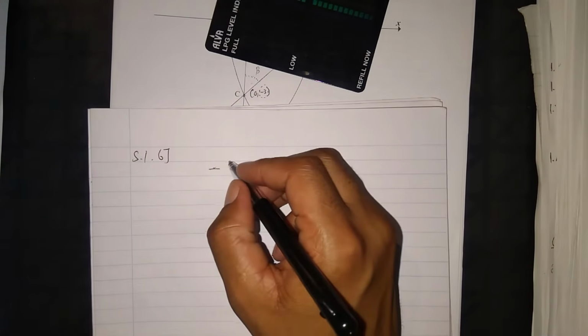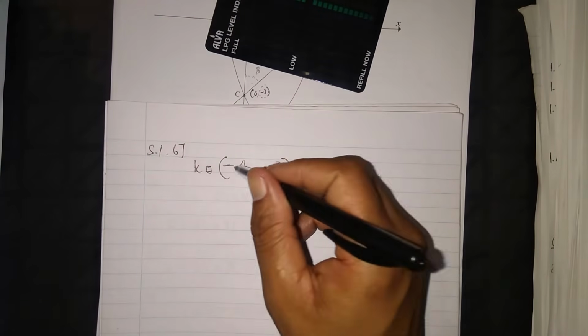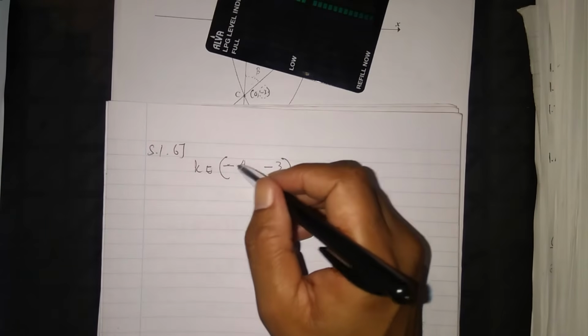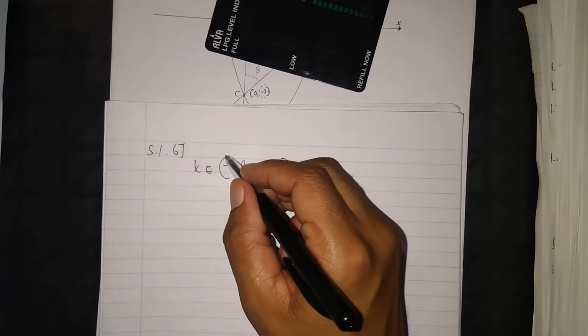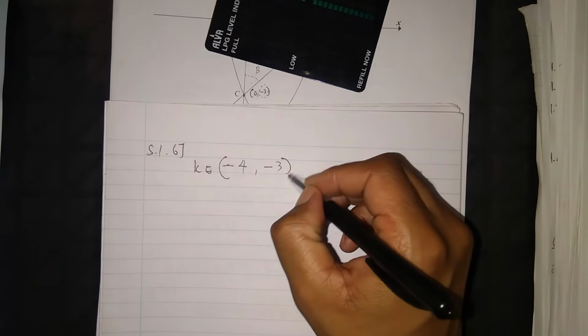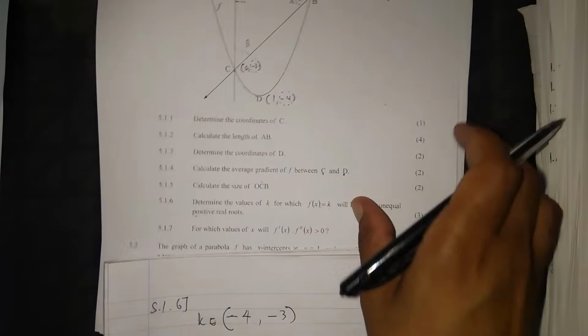So my values of k must range between -4 and -3. So now I answer it. The values of k must be an element of any value that's between -4 and -3, and the -4 and the -3 are excluded. This is our solution. I hope you understand this. Let's continue.